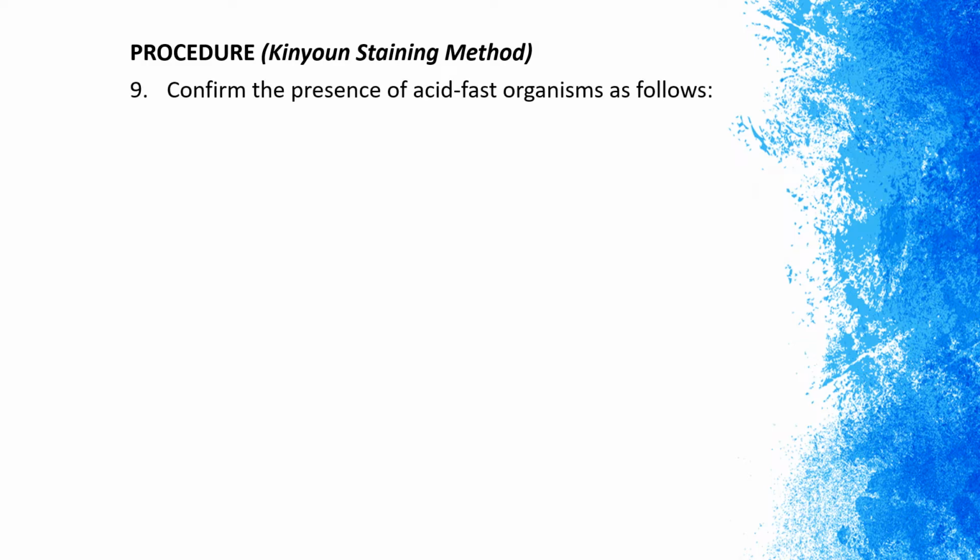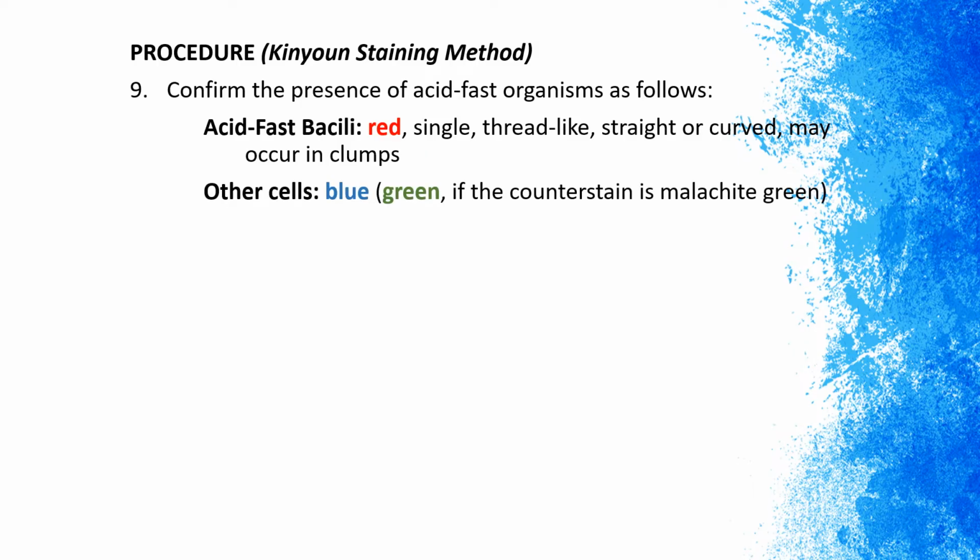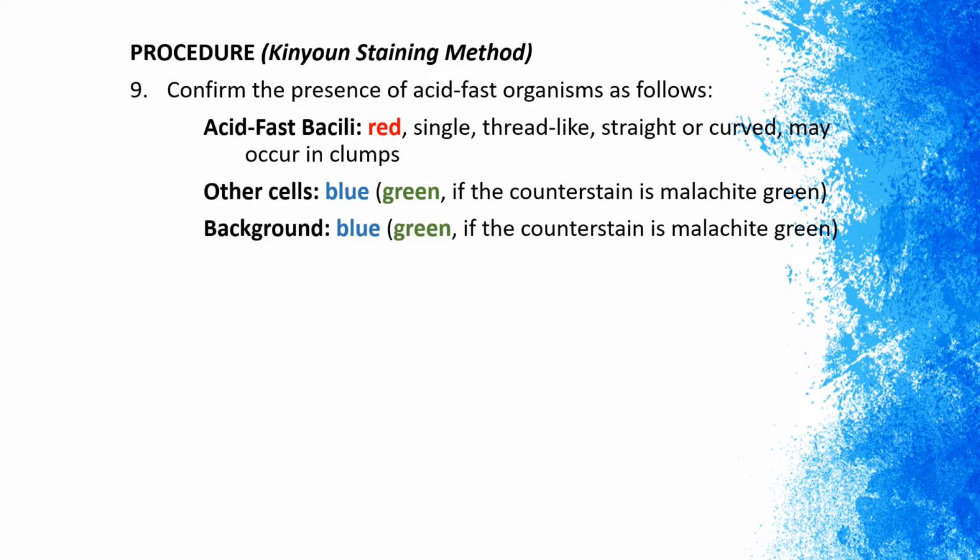Confirm the presence of acid-fast organisms as follows. Acid-fast bacilli appear as single, thread-like, straight or curved rods, and may occur in clumps. Other cells appear blue if methylene blue is used, or green if the counterstain is malachite green. The same with the background: blue for methylene blue and green for malachite green.